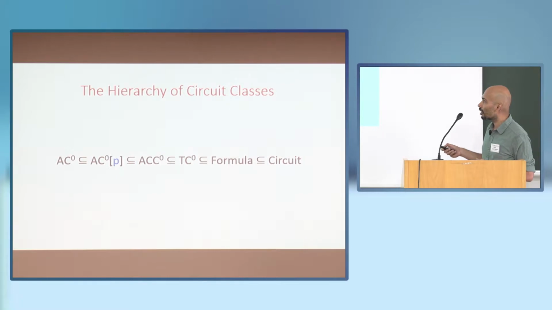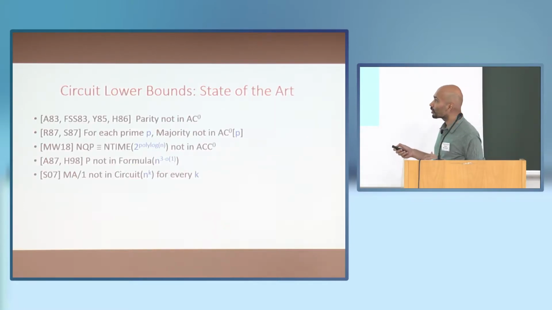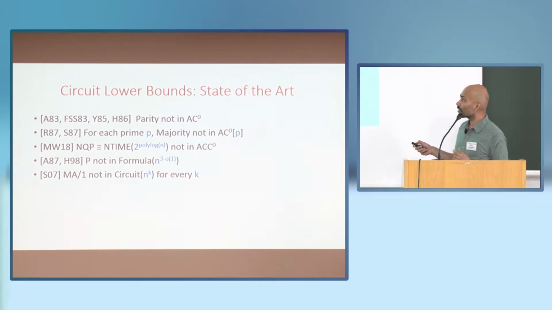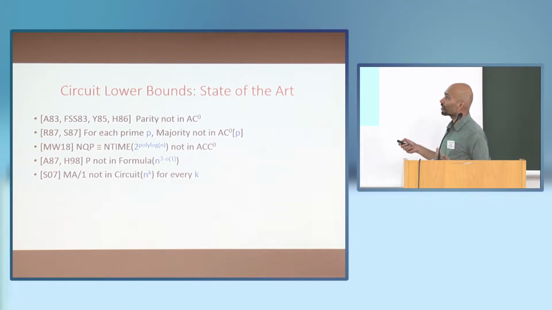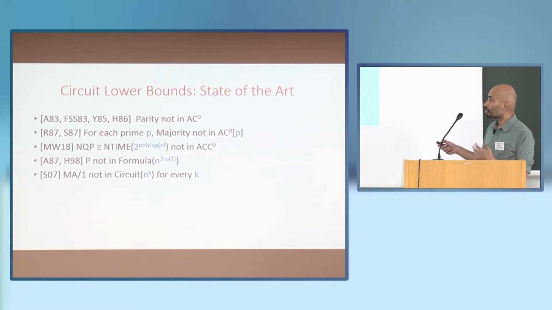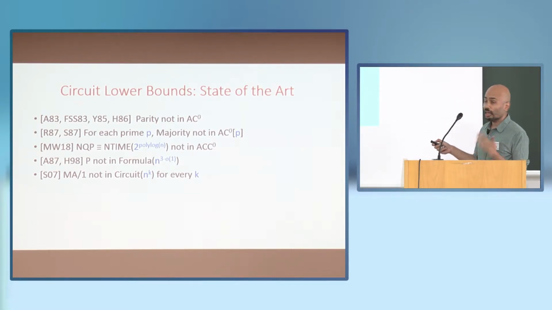So this is a hierarchy of circuit classes, and we'd like to get lower bounds for as large a class here as possible. So what's the state of the art? This kind of enterprise goes back to the 80s, when there was a strong drive to try to solve NP versus P by proving lower bounds against progressively stronger circuit classes. And this started off with these breakthrough results on AC0 by Ajtai, Furst, Saxe, Sipser, Yao, and Håstad.